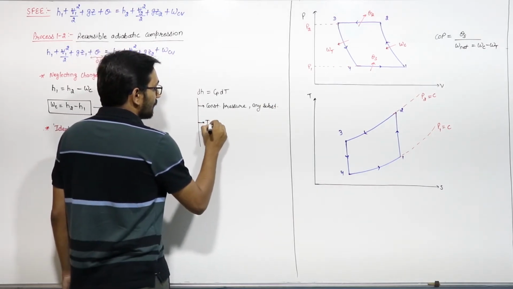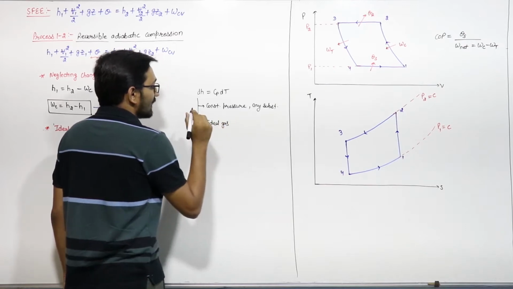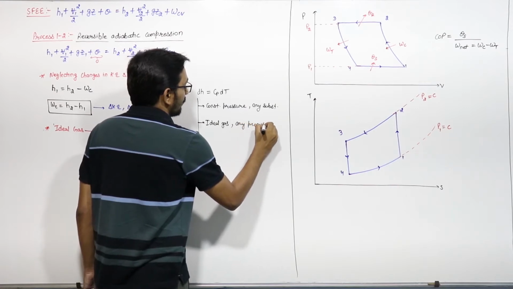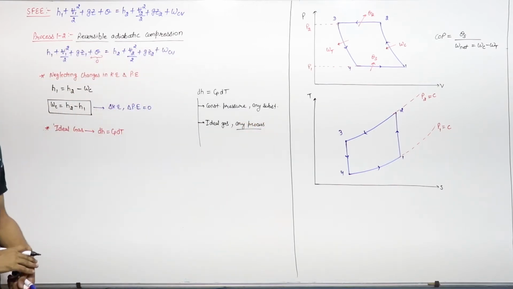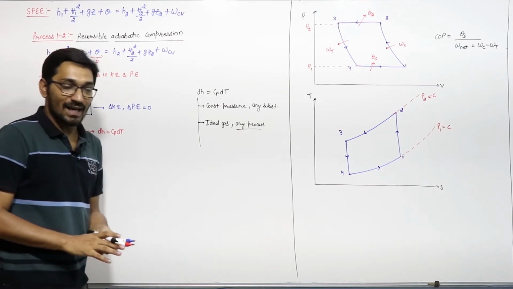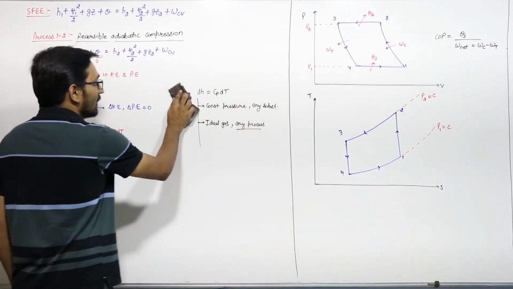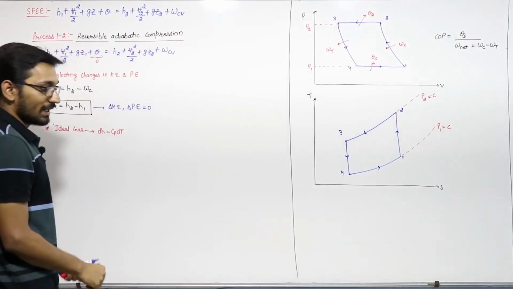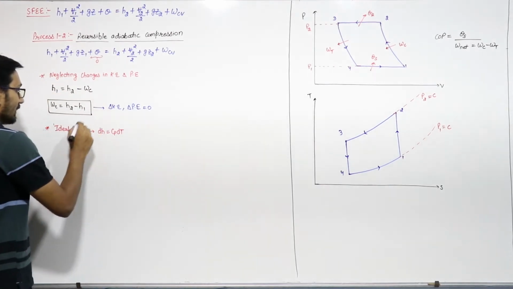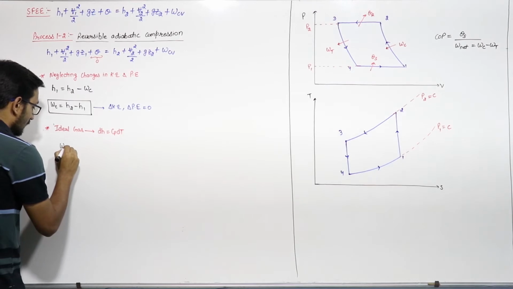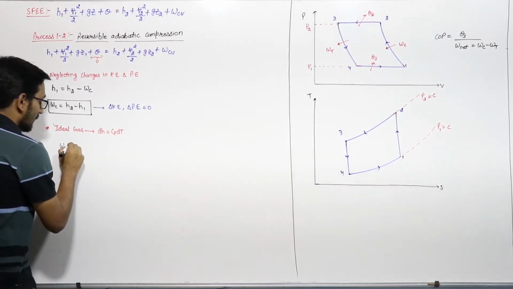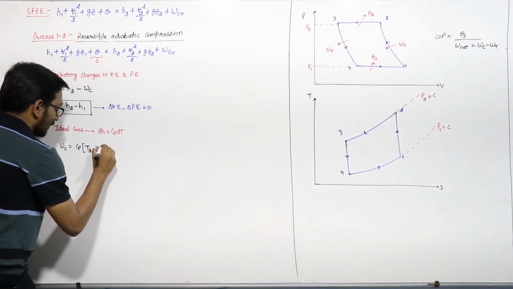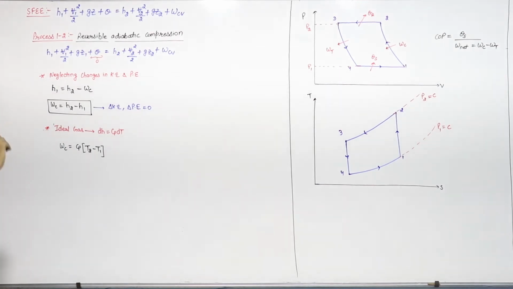If the substance is an ideal gas, then for any process you can use this formula. So I am taking here the assumption of ideal gas, and for an ideal gas I am using dH is equal to Cp dT. From here you will get that the work required by the compressor will be equal to Cp into T2 minus T1. This is per unit mass.